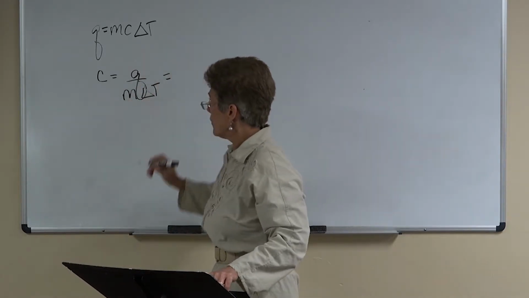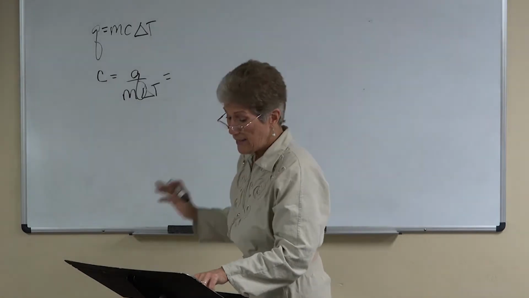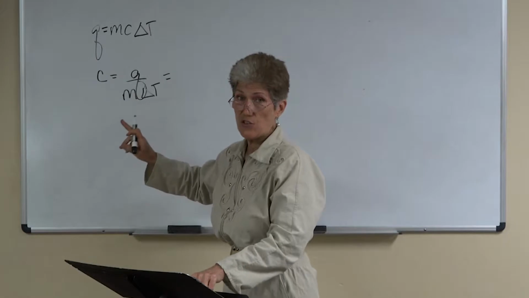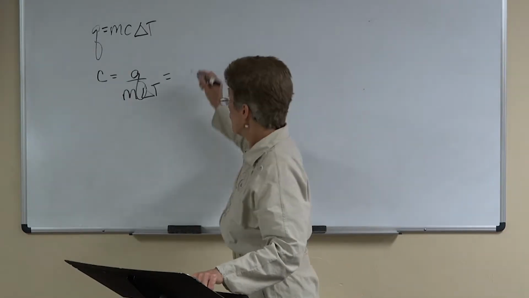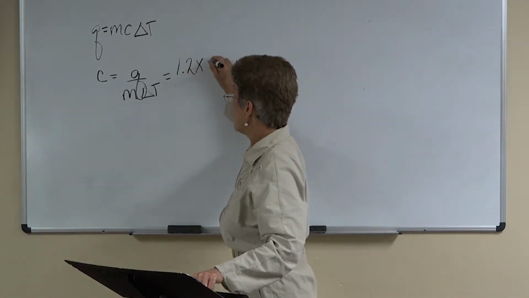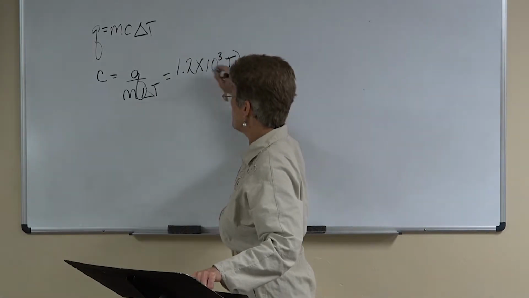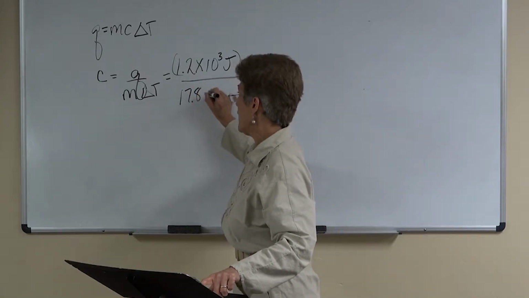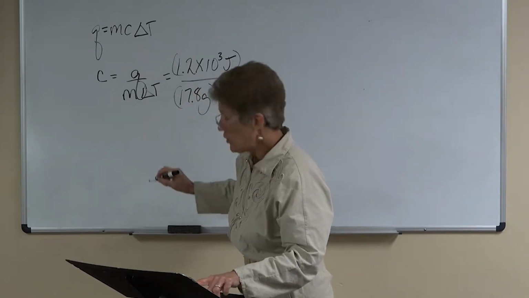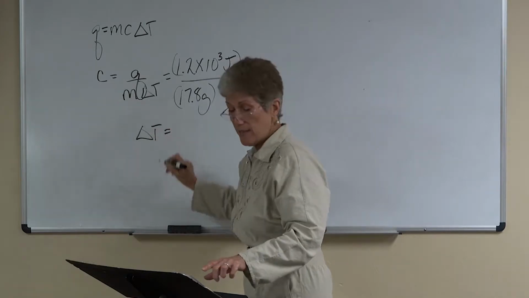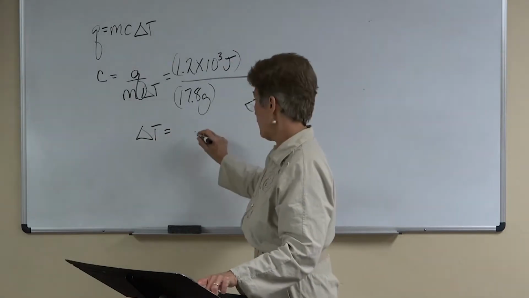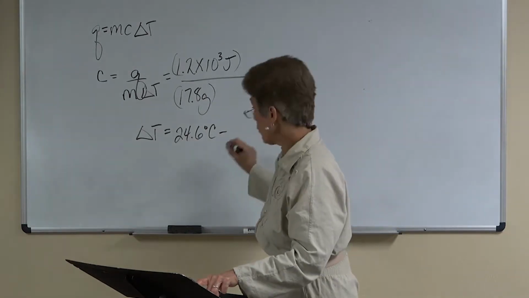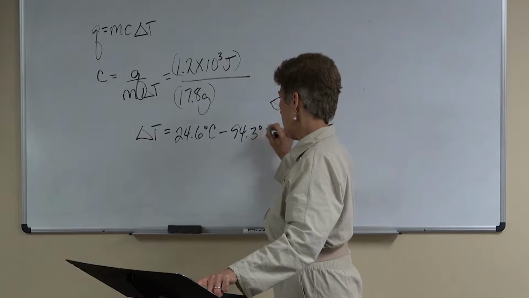So C equals Q over m delta T. Okay, so Q we're given in kilojoules this time, and this has to be in joules, because remember the specific heat is joules per gram degrees Celsius. So I'm going to take the 1.2 and make it times 10 to the third, and that would be joules, over the mass we're told is 17.8 grams. And the change in temperature, remember it's the final minus the initial, and we're told that the final temperature is 24.6 and the initial temperature is 94.3.